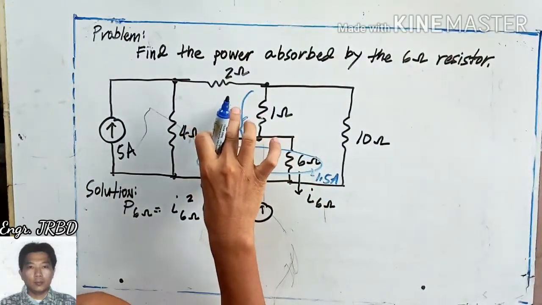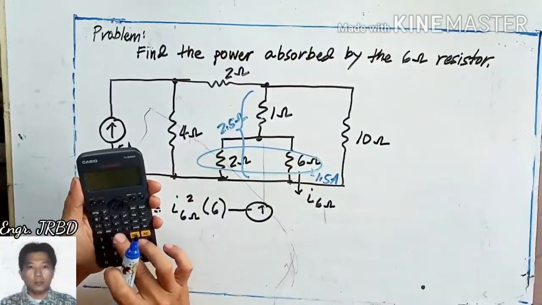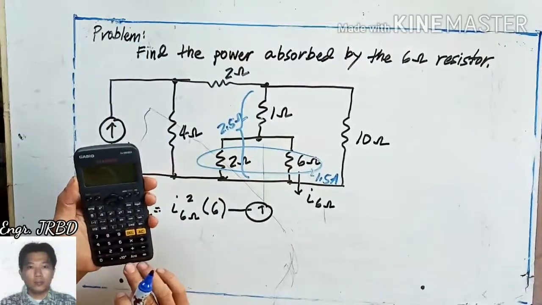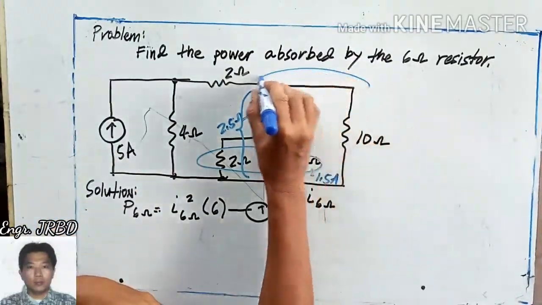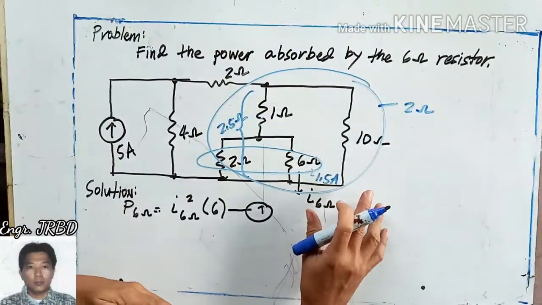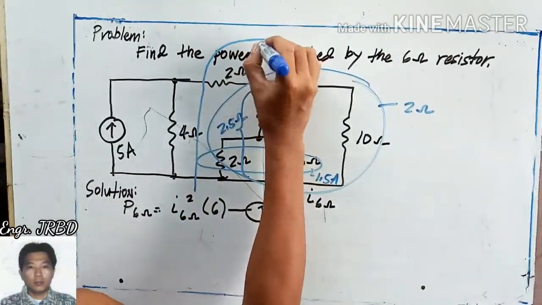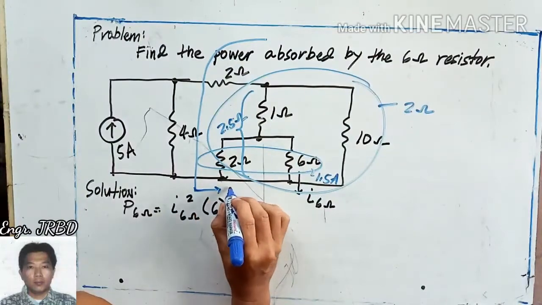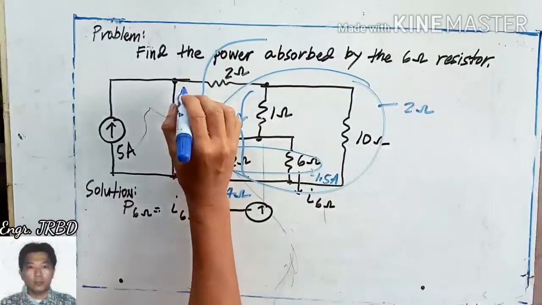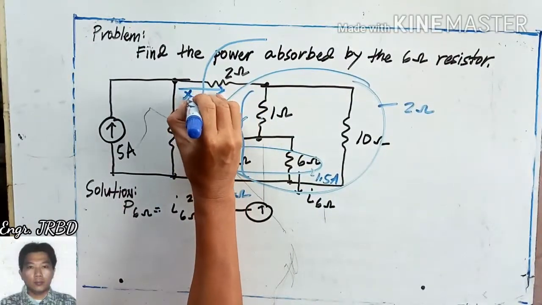This 2.5 ohms is in parallel with 10. Okay? 2.5 in parallel with 10. That is 2 ohms. And this 2 ohms is in series with 2 ohms. The value here now is 4 ohms. Okay? First, we need to determine this current. Let us say this one is X.